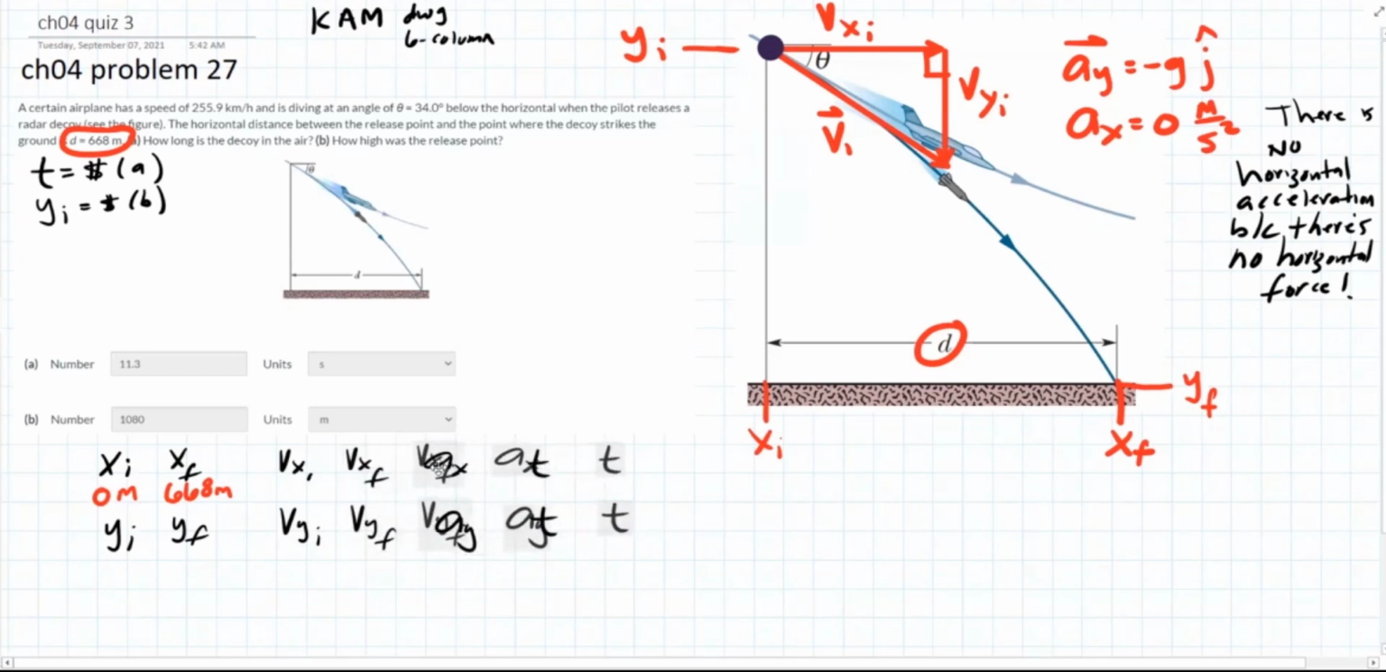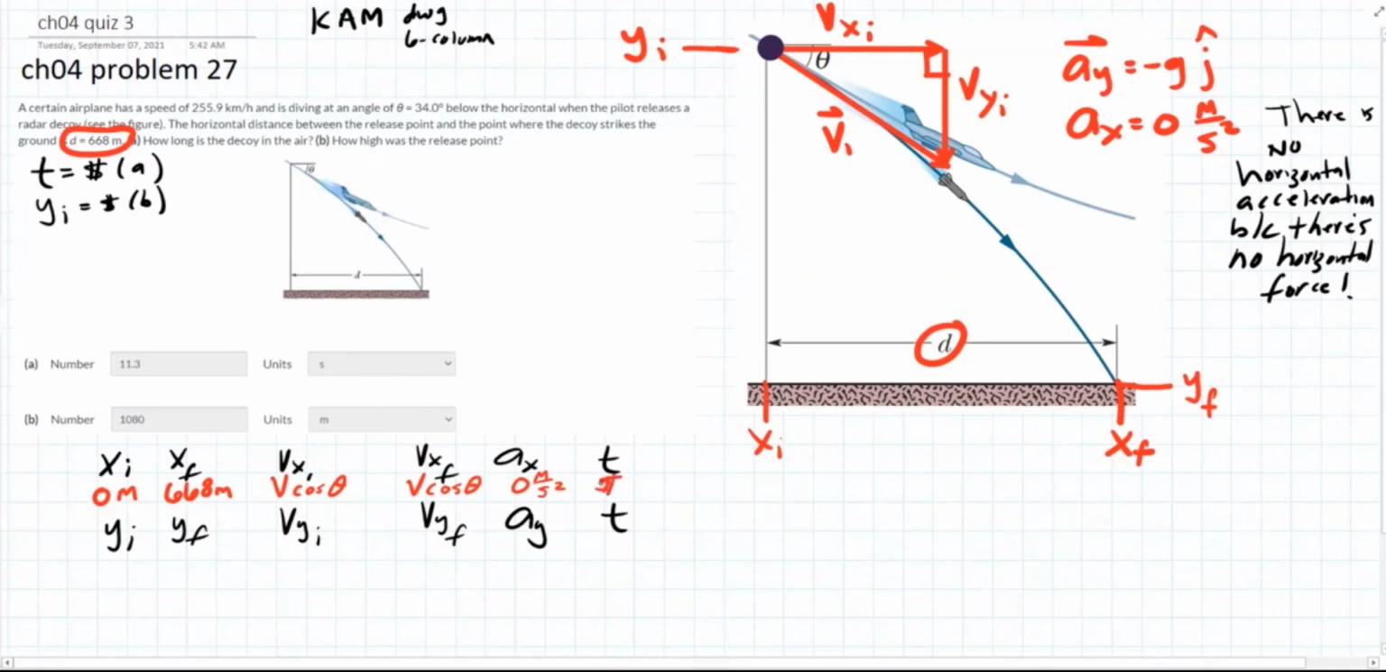Because we do have to do trig. Here is Vx initial. Ready, set, go. It's V cos theta. Vx final: well, if there's no acceleration, then the decoy does not speed up and does not slow down, because A sub X is 0 meters per second squared, because there are no horizontal forces. Time is a dollar sign.